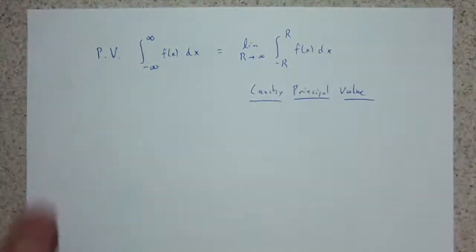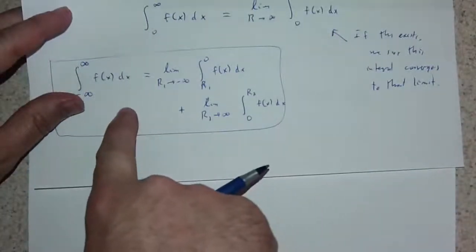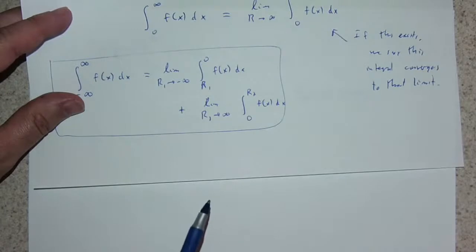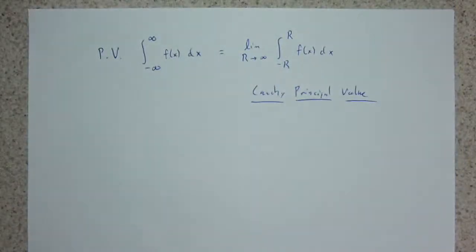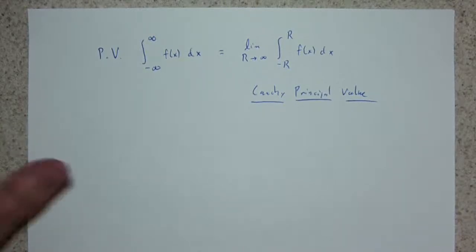And that's the reason for this PV here. Okay. So it turns out that if this integral that I just took away converges, then this Cauchy principal value exists, and this value is exactly the number to which that integral converges. But the converse is not true.